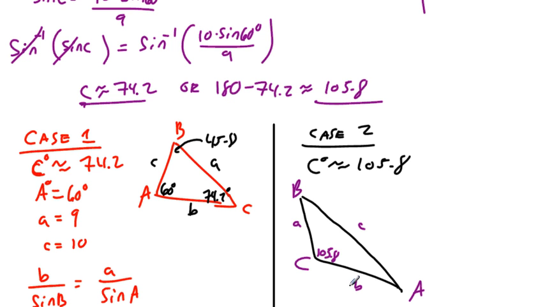We know that angle A right here is 60 degrees. That means we can find B very easily by doing 180 minus 105.8 minus 60, and that gives us 14.2 degrees. So we have all three angles. We now need to find our three sides.